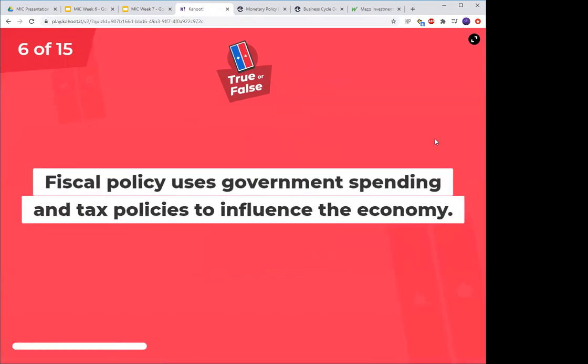All right, true or false? Fiscal policy uses government spending and tax policies to influence the economy.